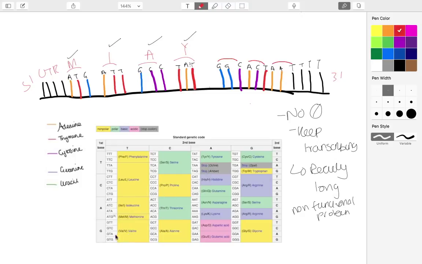So GGC would be, GC is glycine, ACT is threonine, AAT is asparagine, and it will keep going again until it hits the stop codon, which will cause a really long non-functional protein. So we'll just get rid of that, and we'll put our sequence back to the way it was.